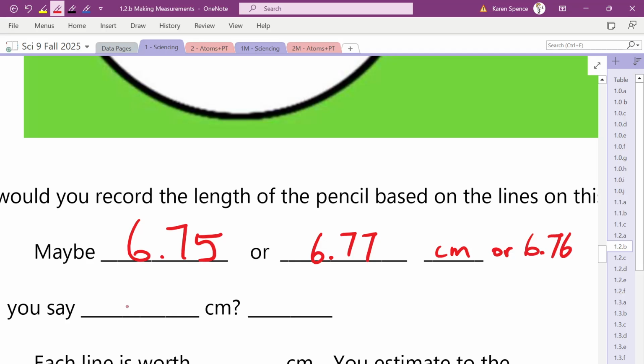Could we say 6.7 centimeters? No, because my last digit has to be estimated, and I know that I'm past 6.7. Could I say 6.7? Whoops, that's not a 7. Could I say 6.750 centimeters? No.